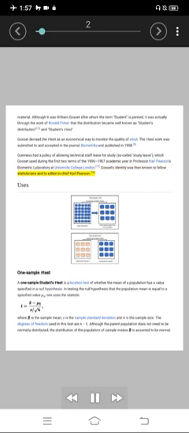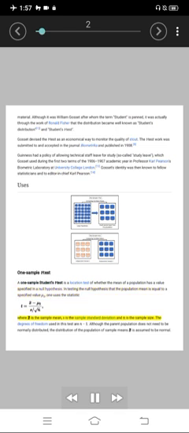Uses. One-sample t-test. A one-sample Student's t-test is a location test of whether the mean of a population has a value specified in a null hypothesis. In testing the null hypothesis that the population mean is equal to a specified value μ0, one uses a statistic.